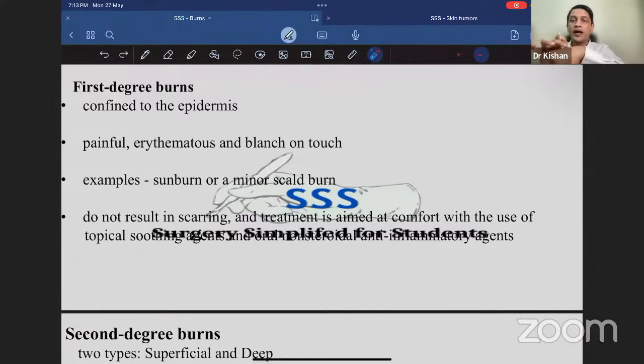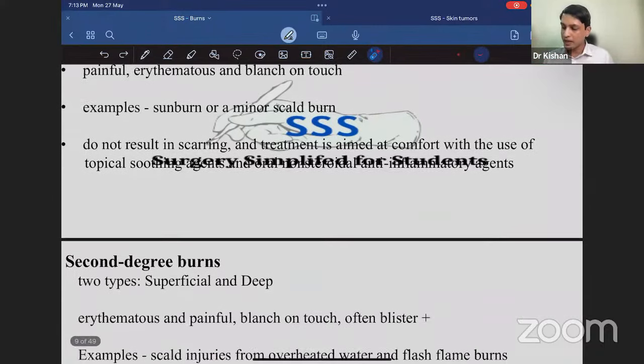You remember in the hand there was a small blister. Actually it's a second degree, but just imagine like that. This small area of burn is there, so nothing to be done. It will heal on its own within a week, without any scarring. So you give topical soothing agent so that there will be no burning sensation or any pain in that area. Okay, that's the management.